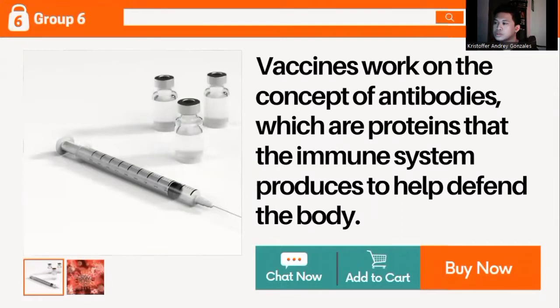Vaccine works on the concept of antibodies, which are proteins that the immune system produces to help defend the body. Vaccine works by using an inactive virus so that our body will produce an antibody to fight the incoming active virus.